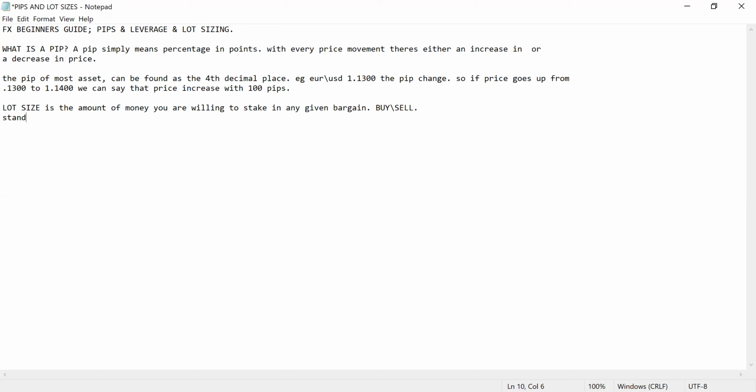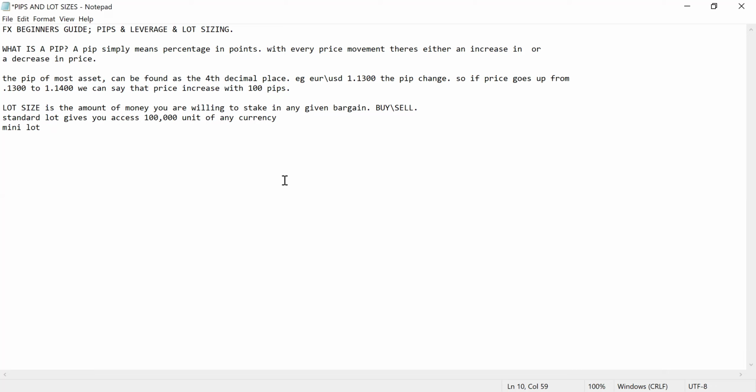We have the standard lots, okay, which give you access to, say, 100,000 units of any particular currency. Then we have the mini lots.